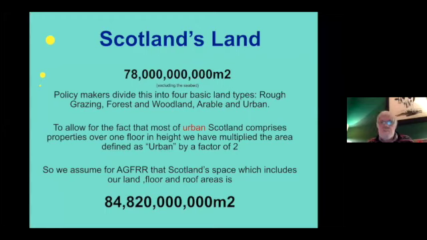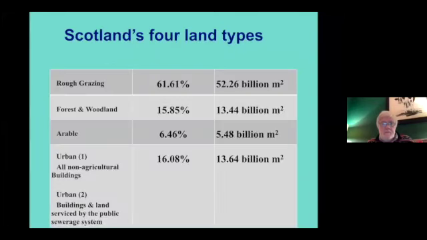So for AGFRR, Scotland's space, which includes land and all floor and roof areas, is 84,820,000,000 square metres. Here are the areas and shares which each land type contributes to the national total. Urban is defined as all non-agricultural buildings and all buildings and land serviced by a public sewerage system.